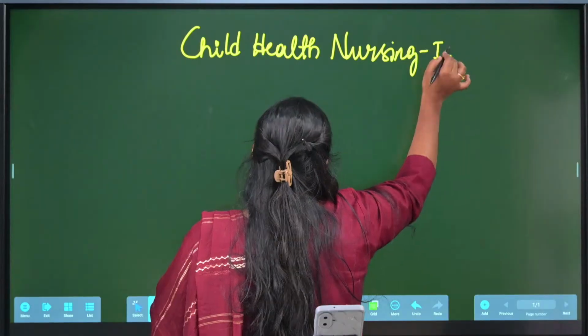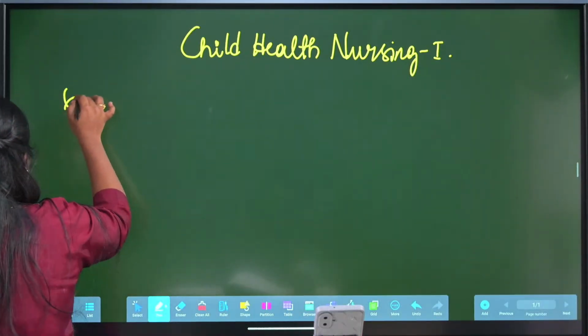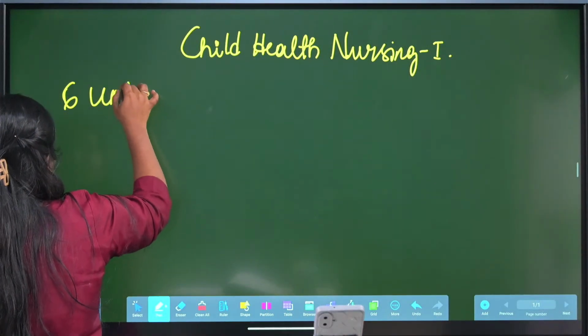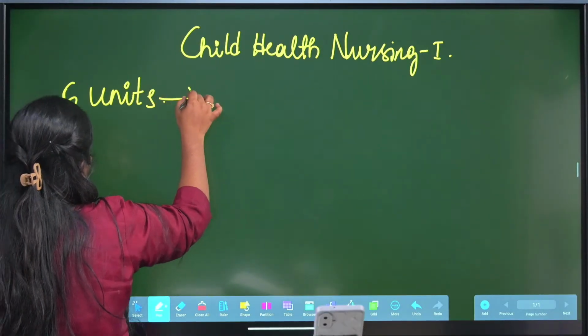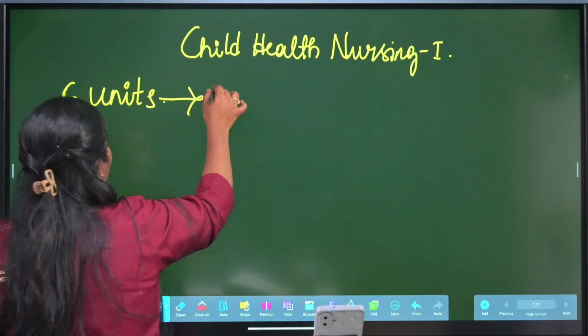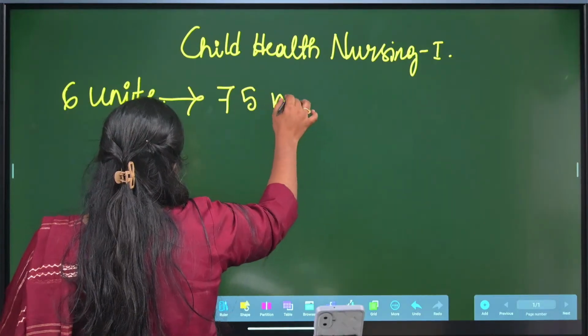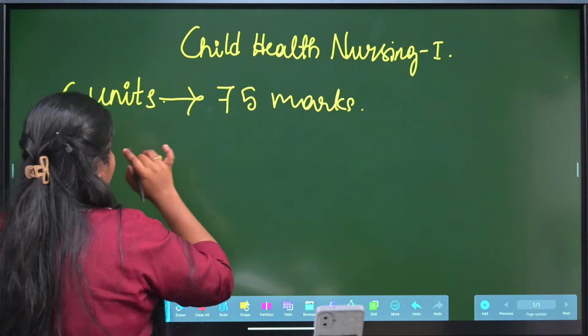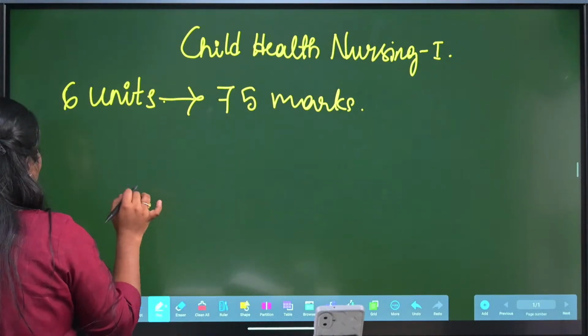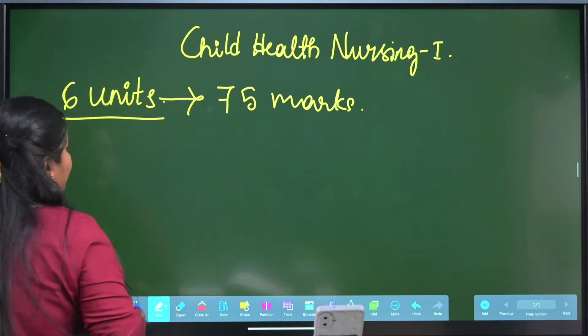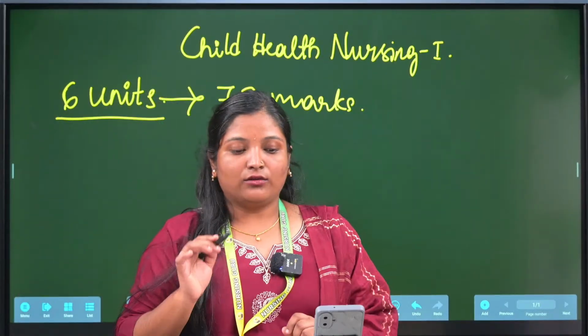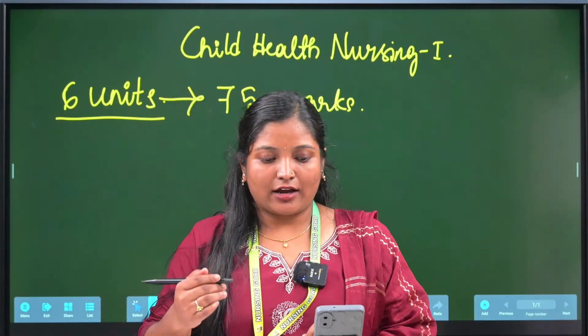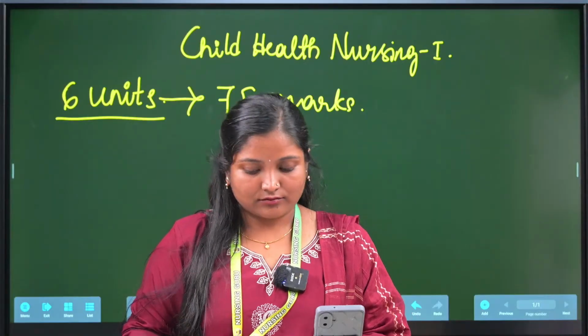Nursing part 1. Okay, so in part 1 we have 6 units. Okay, 6 units total. We are going to write part 1 and part 2 together for the 75 marks, right? Okay, so like that only. So the first thing is child health and nursing first part, so it has 6 units. So according to that, now we can see it unit wise.